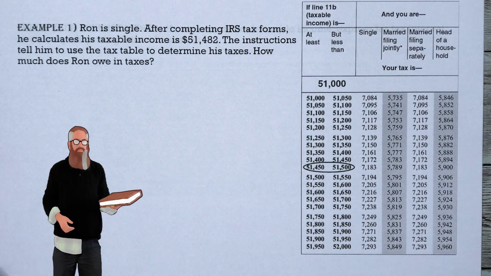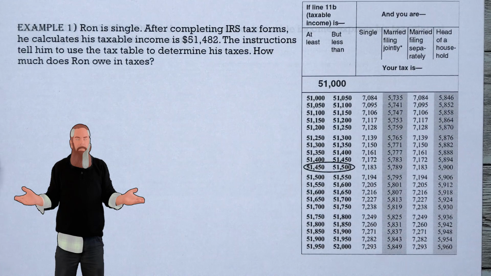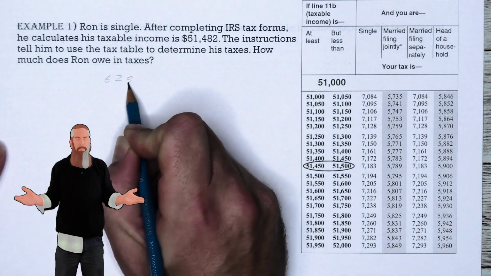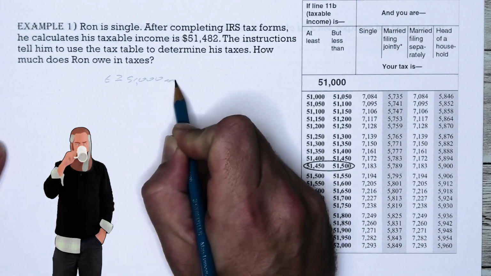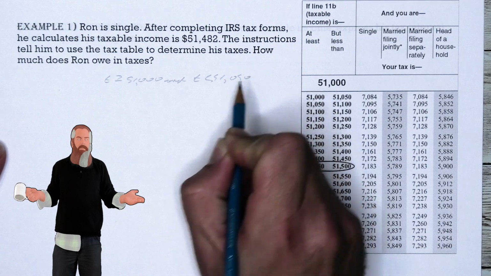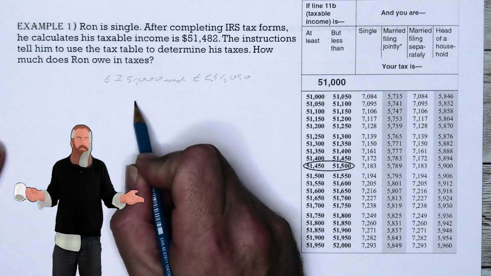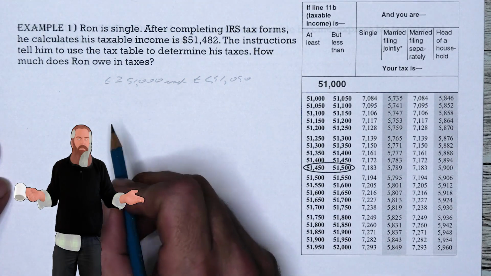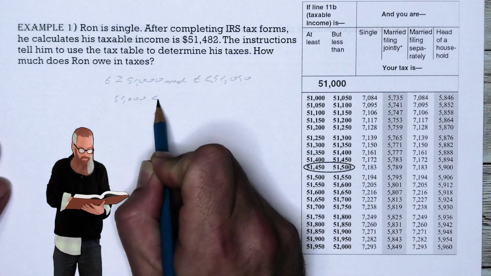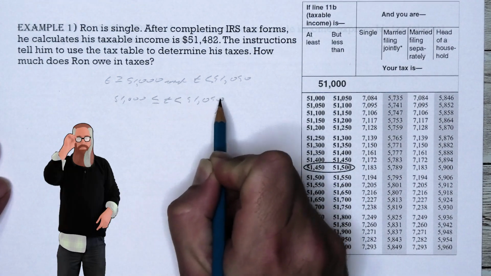Let T represent the taxable income. Using compound inequality notation, this can be expressed as T is greater than or equal to 51,000 and T is less than $51,050. This can also be represented using interval notation as 51,000 is less than or equal to T less than 51,050.